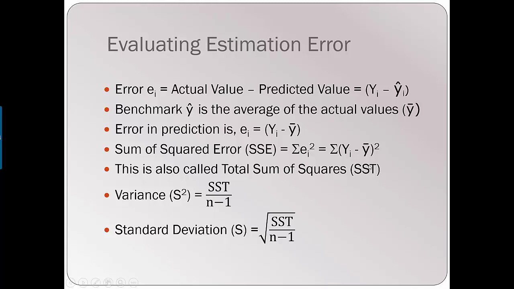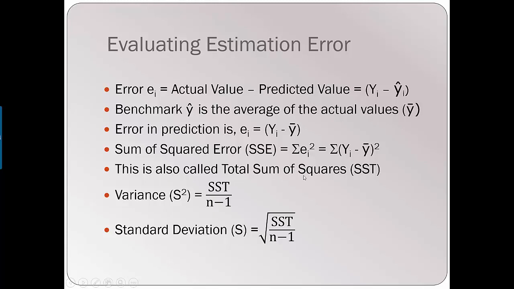So here is the baseline. If y bar is our prediction, then the errors will be y minus y bar. If we take all those errors of all the observations in the data set, square them and add them up, we get what is called the sum of squared error. This sum of squares of error for the benchmark, when y hat is actually y bar, we call the total sum of squares. Total sum of squares is our benchmark.